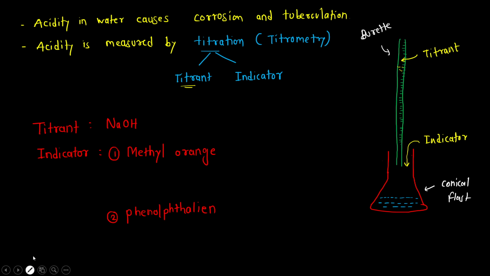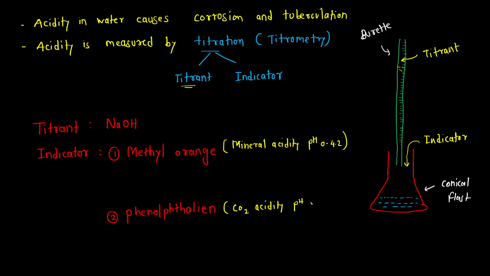Now, first, one point you should remember: methyl orange gives us the mineral acidity. And what is the pH range for that mineral acidity? It is 0 to 4.2. So if the acidity of water is present between 0 to 4.2, then methyl orange will give a color change, and phenolphthalein will give us the carbonic acidity, and the pH range is 4.2 to 8.2.